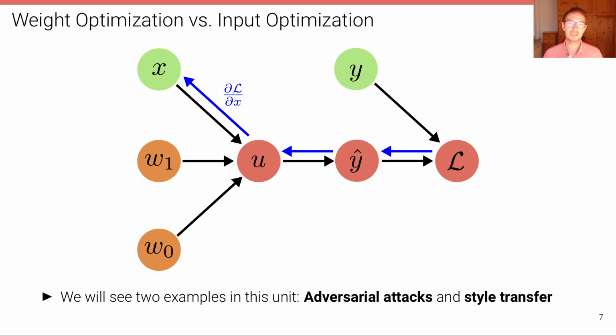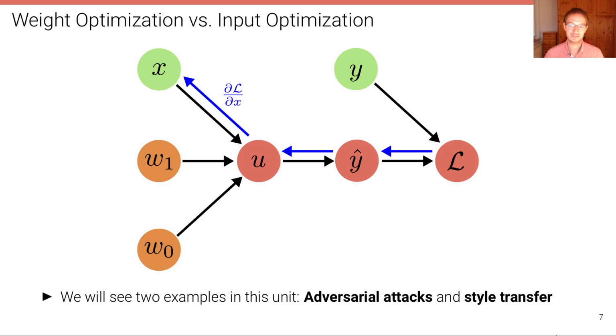The first example is so-called adversarial attacks. And the second example is style transfer. In both of these examples, we're going to take a pre-trained network, so the parameters and the architecture are going to remain fixed. And we're going to backpropagate the gradients to the input. In the first case, in order to create an artificial input that looks like a particular image that we would be familiar with, but that is classified wrongly by the classifier.